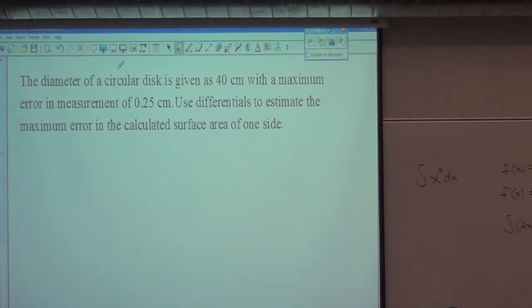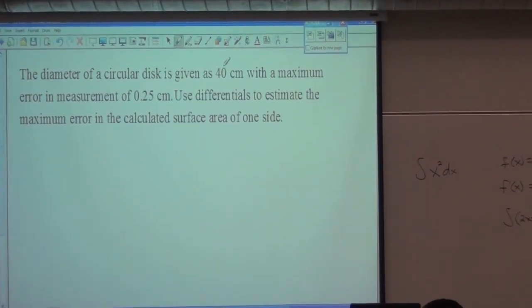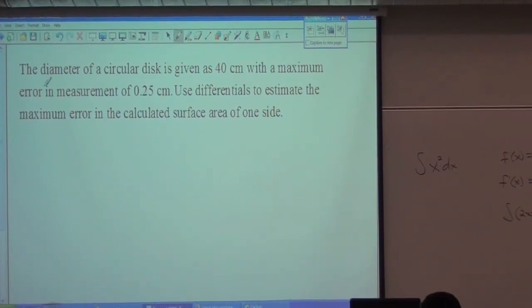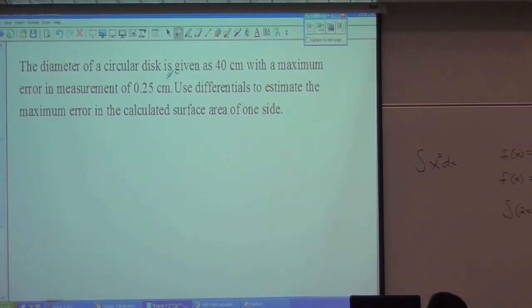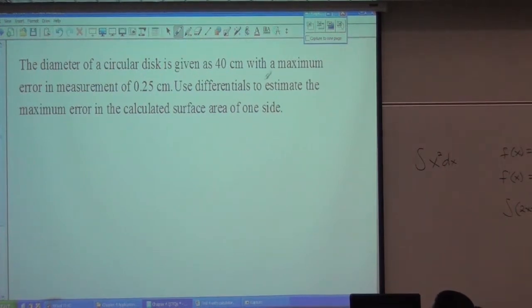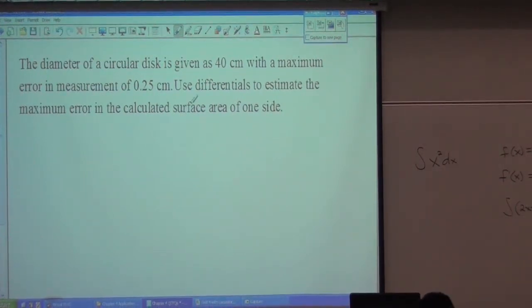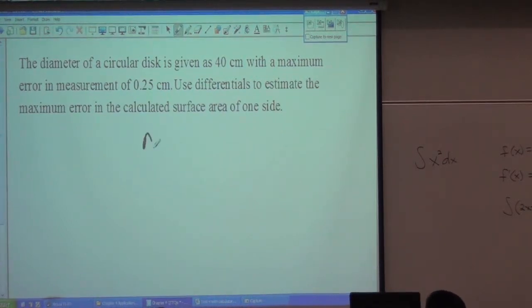The problem says that the diameter of a circular disc is 40 centimeters with a maximum error in measurement of 0.25 centimeters. Use differentials to estimate the maximum error in the calculated surface area. So it's a circular disc. The area of a circle is pi r squared.